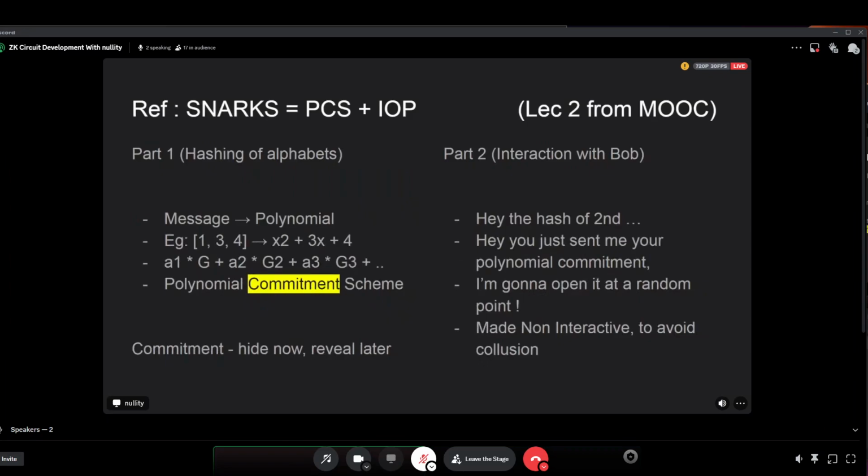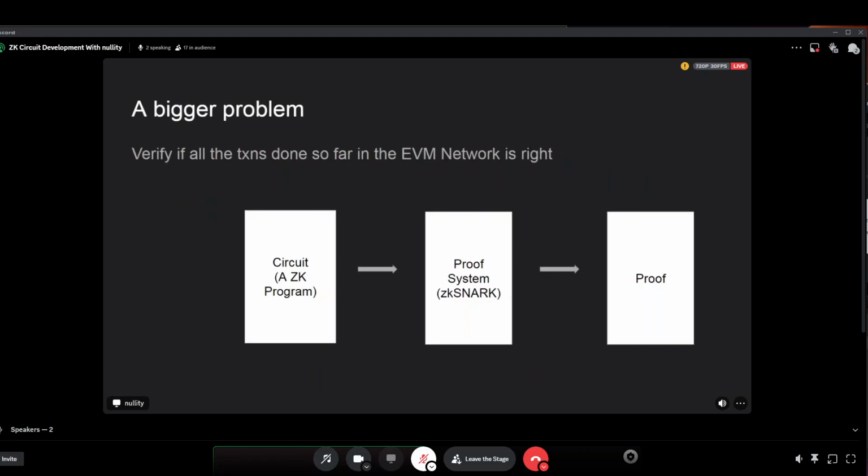So modern snarks have PCS and IOPs. PCS is the polynomial commitment scheme, and IOP is the interactive oracle proofs. And when you combine it, you get a zkSNARK. And that makes up your proof system.